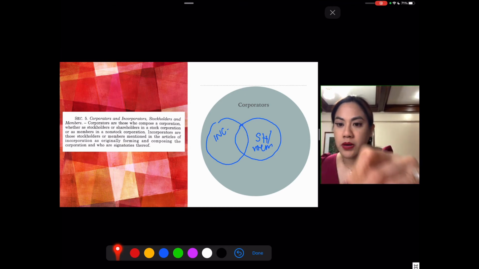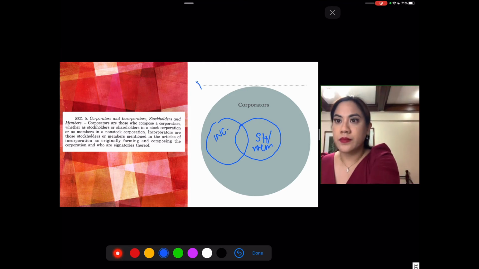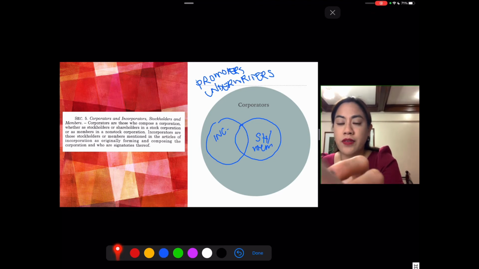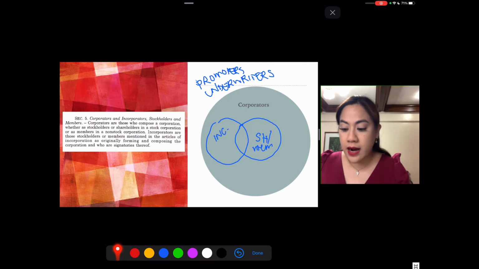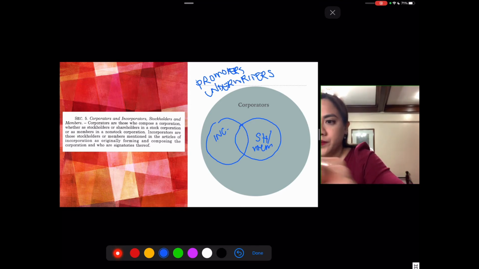And also, although it's not stated under Section 5, there are also other classes of persons. And I'll just write them outside. These are promoters. Sorry, I'm left-handed. And underwriters. So the reason why I'm placing them outside the Venn diagram is because they are not corporators under the definition on Section 5. Not necessarily, actually. And subscribers. Yeah, another one.